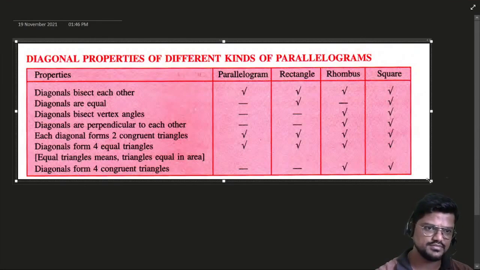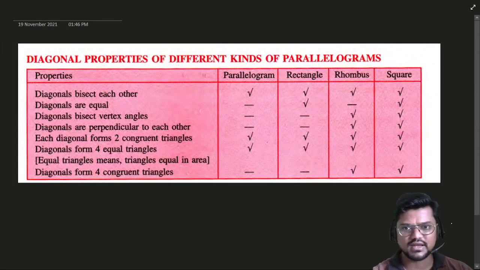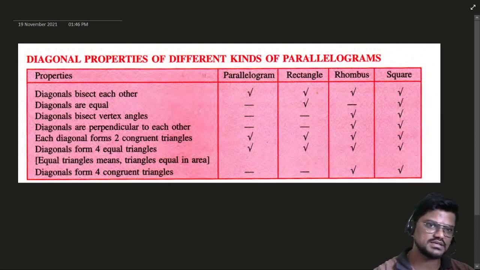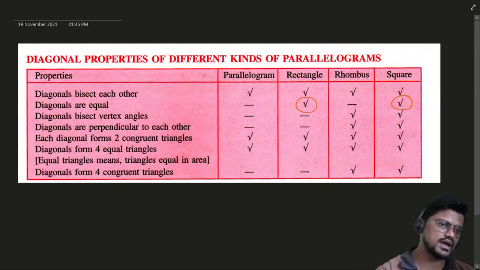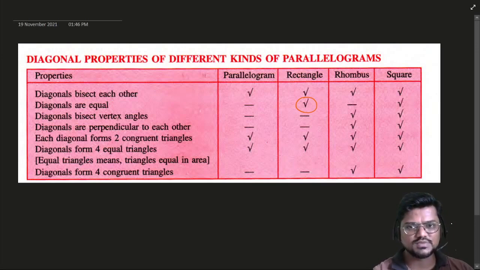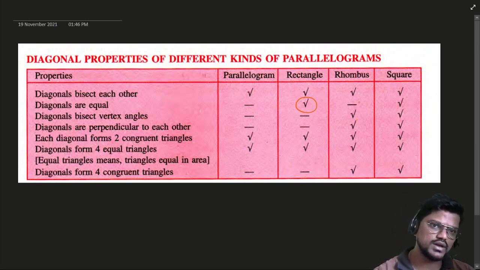This chart is there. Okay, so diagonals bisect each other. That means even in parallelogram, rectangle, rhombus, even in square, everywhere the diagonals are bisecting each other. Diagonals are equal only when it is a rectangle and a square. The diagonals are not equal in parallelogram and rhombus, right? Diagonals bisect the vertex angle. That is also in rhombus and square, but not in parallelogram and rectangle.